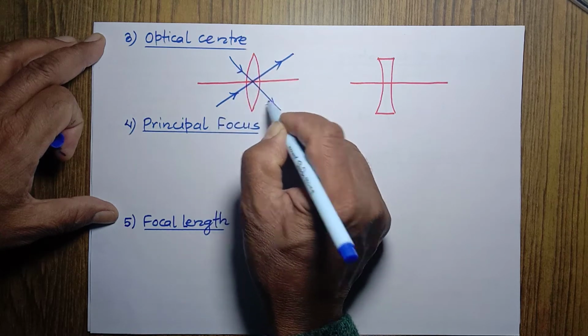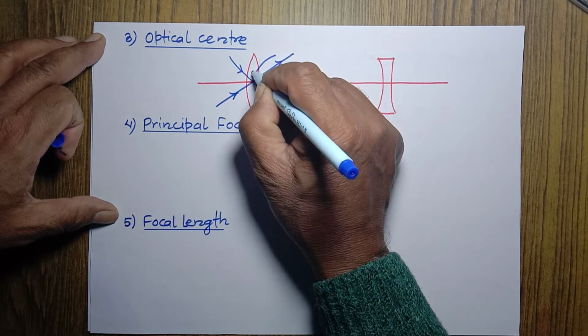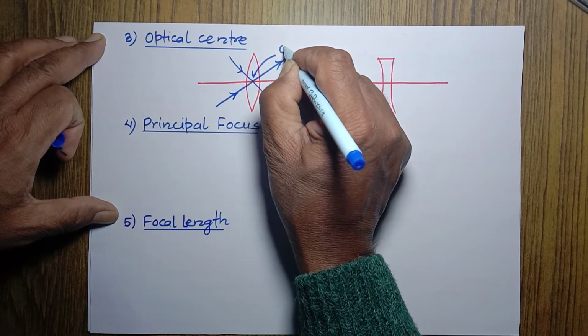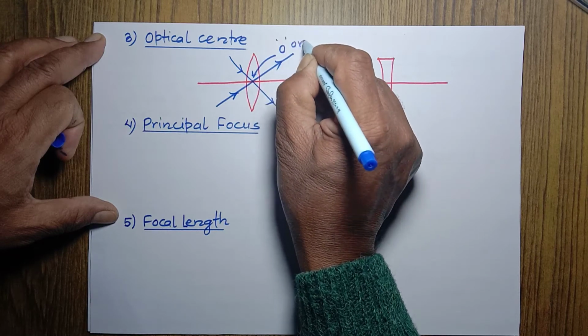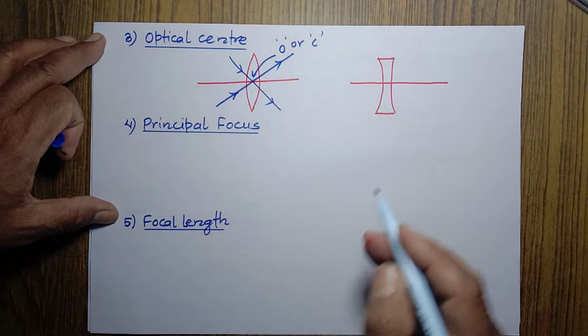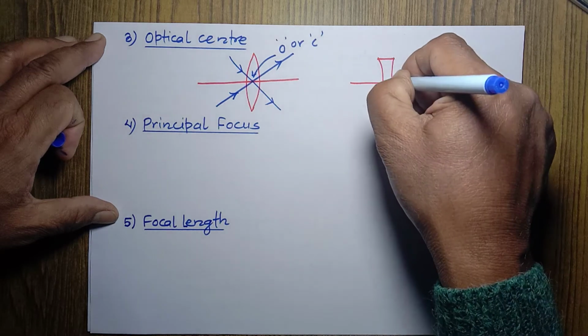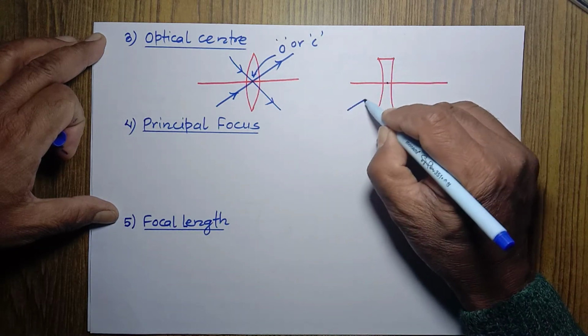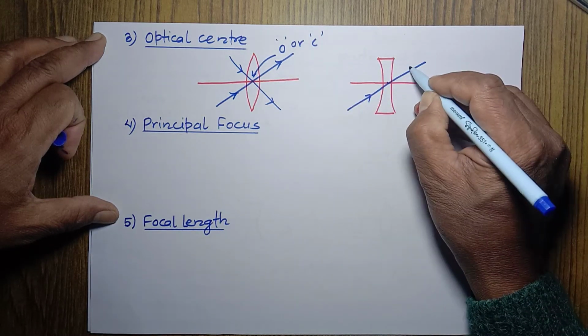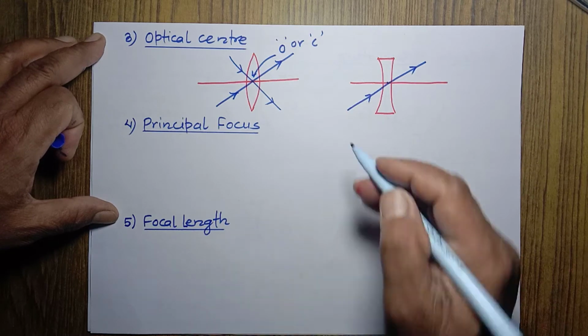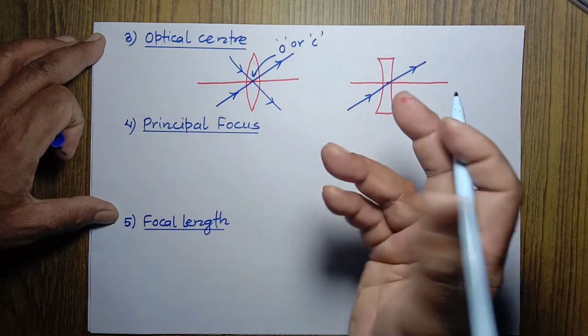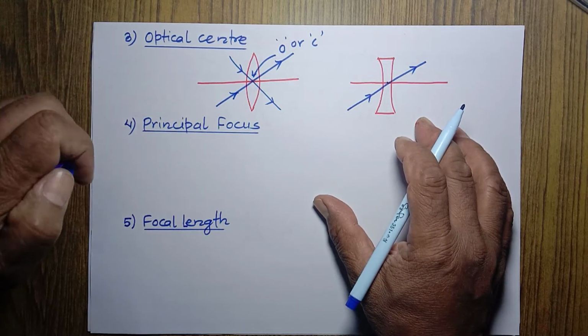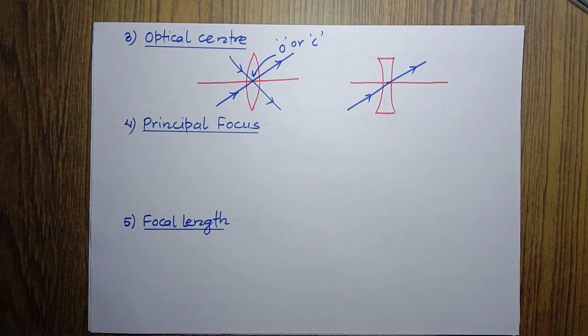This point is called optical center, and it is denoted by O, or it can be denoted by C also. Here also the same thing. This point is optical center through which light passes straight, whether it comes from this side or this side, any side. That's why, how can we define optical center?